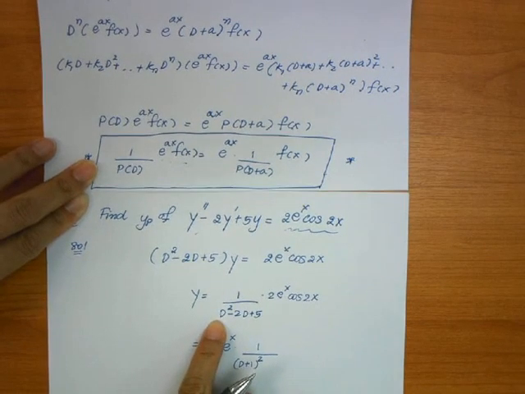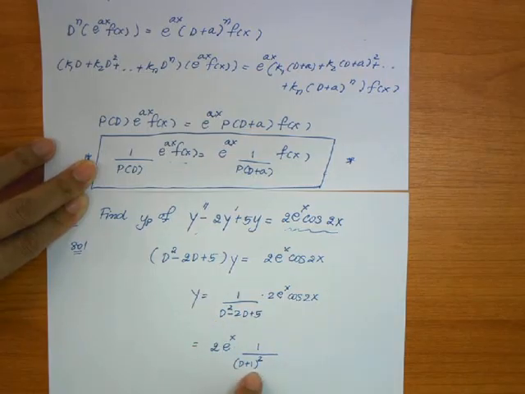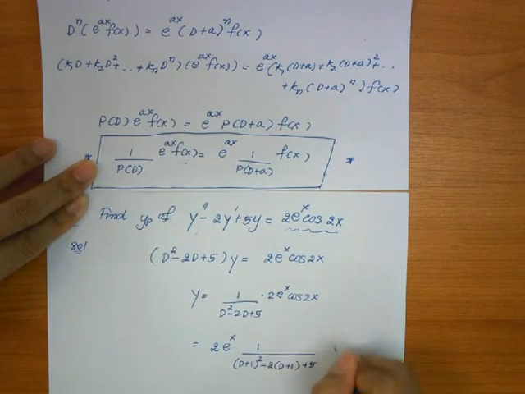This D is D squared, so you have to put D plus 1 into D. So you would get D plus 1 squared minus 2. Now we have another D. This D has to be replaced by D plus 1.